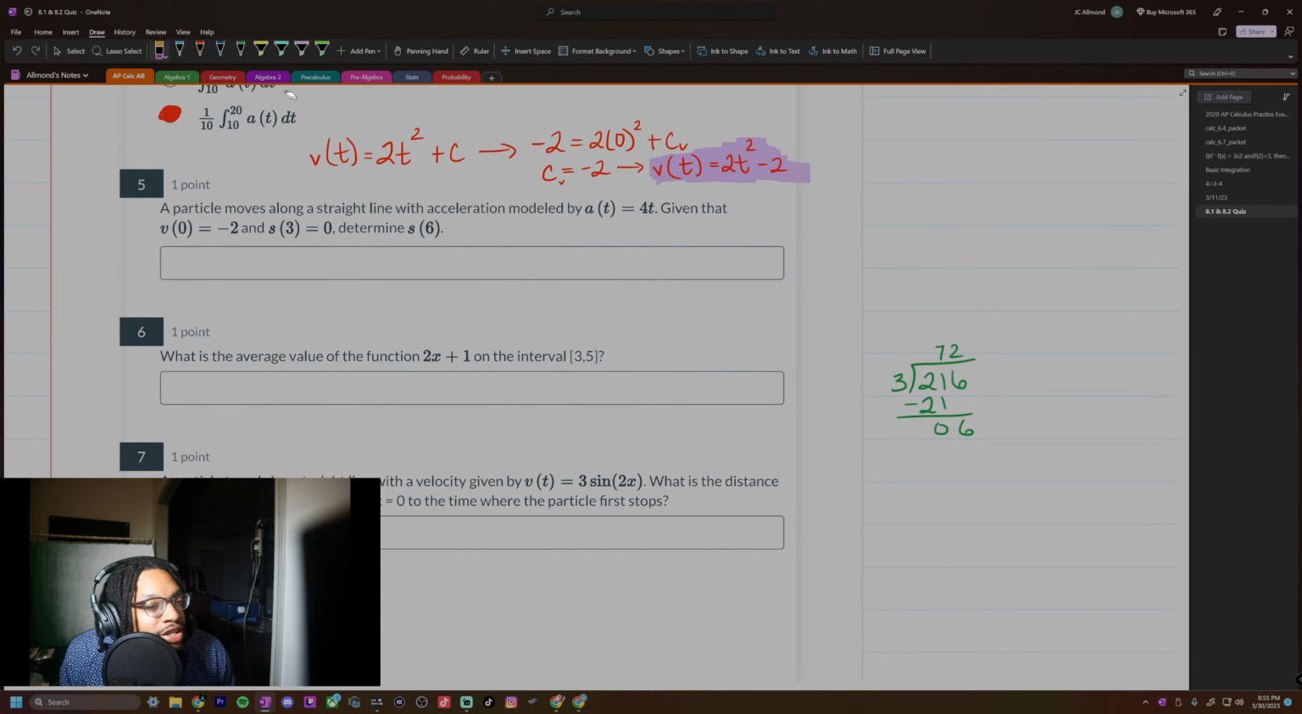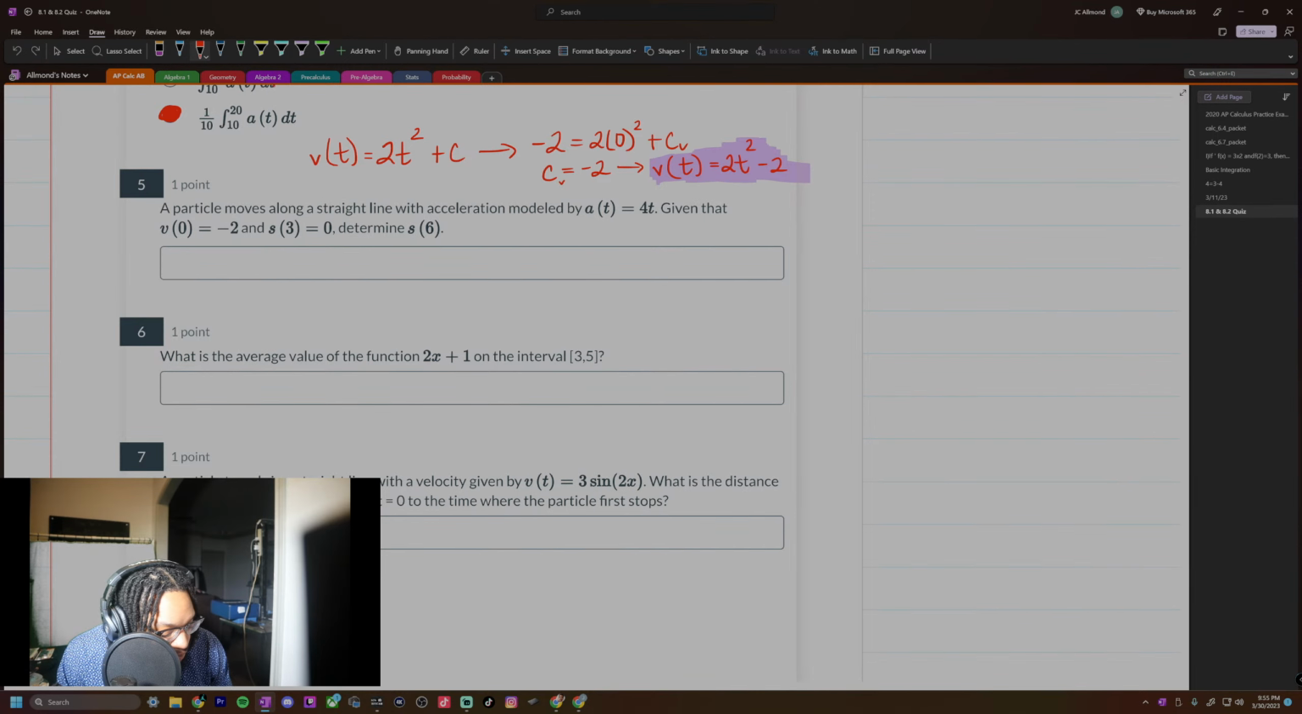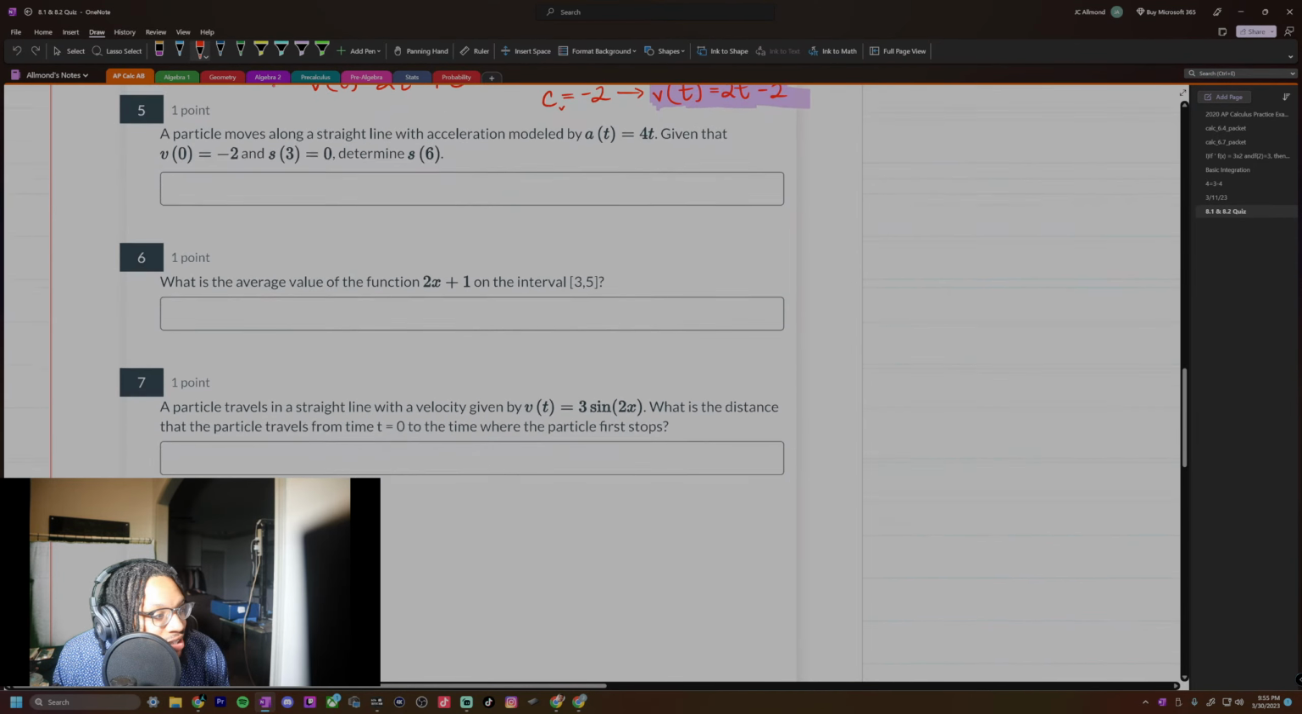I will admit that these problems are a lot of steps. I'm not even going to lie. And because there's a lot of steps, there's a lot of places you can go wrong. I will admit that.